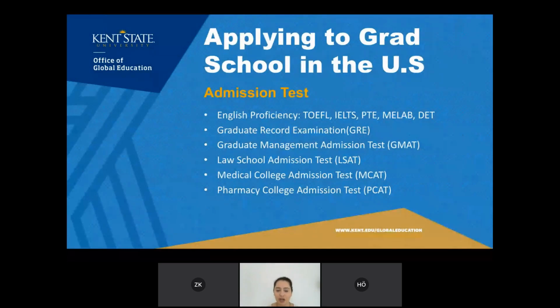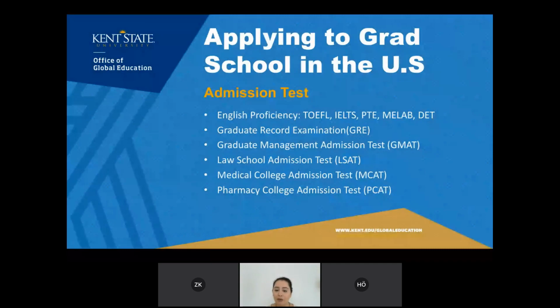And once again, the GRE exam, which stands for Graduate Record Examination, and the GMAT exam, the Graduate Management Admission Test. These, again, if you apply for other universities outside of the US, they will not ask you for these things. These are very specific. Of course, some other disciplines.